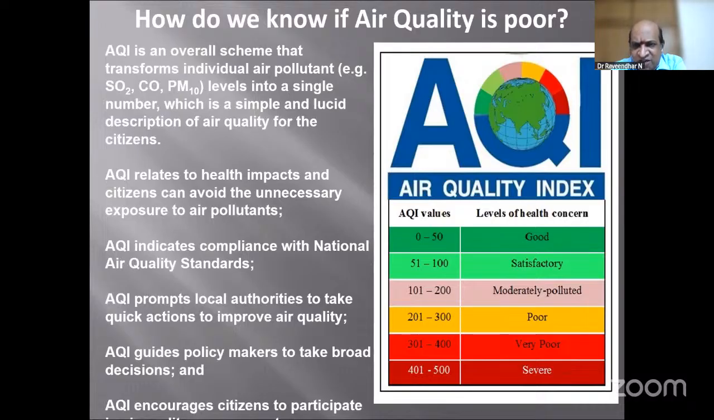Index is just like marks. For example, whether you have passed with first class or second class or pass marks, some grading is given. Similarly, for our air pollution also we have given grading. Every parameter gets some marks, and based on that, the air quality index is developed. Based on the AQI, 0 to 50 is good, 51 to 100 satisfactory, 100 to 200 moderately polluted, 200 to 300 poor, 300 to 400 very poor, 400 to 500 very severe. Like this we calculate the AQI and give the category.